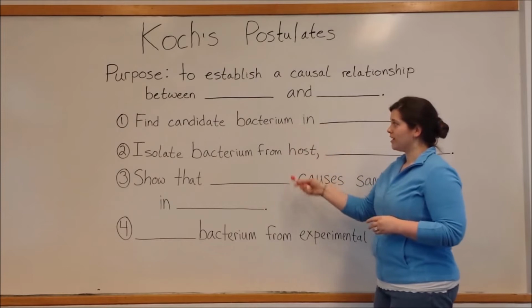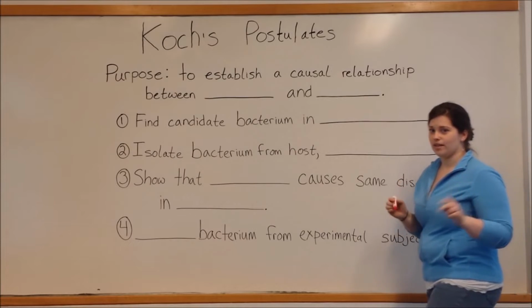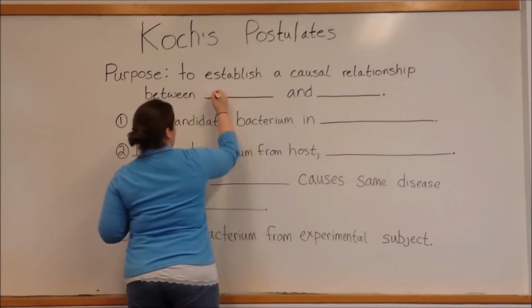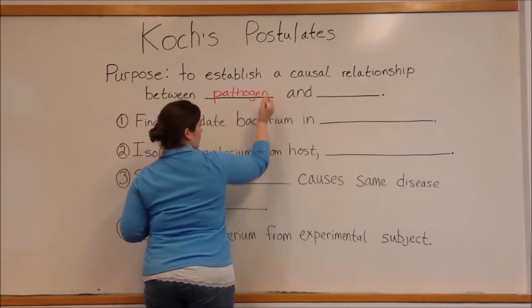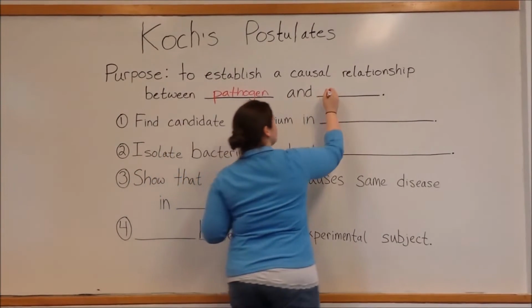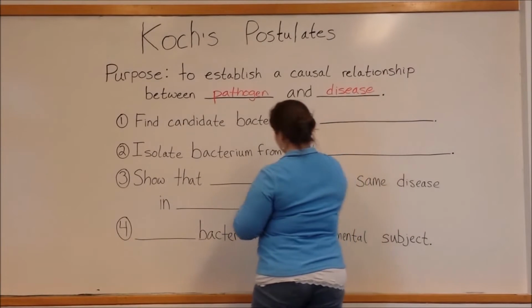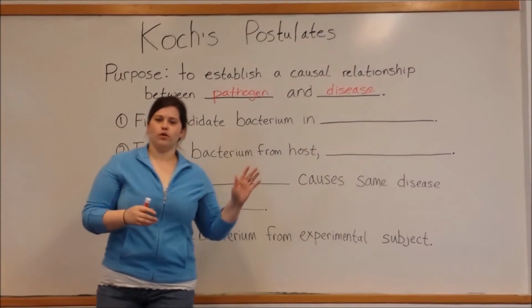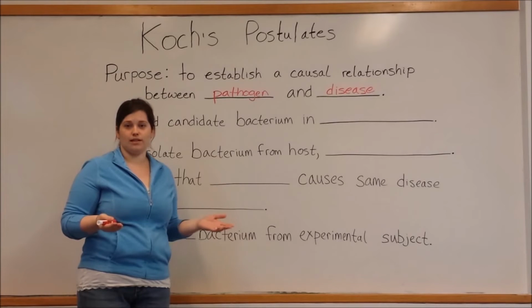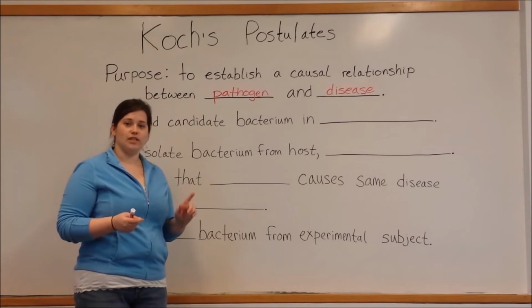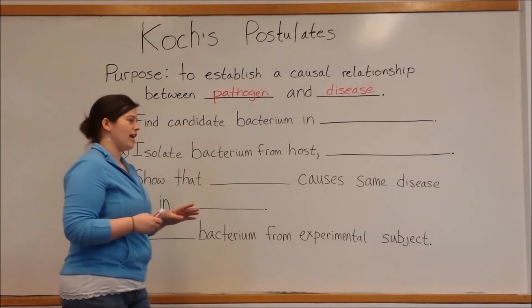These are a set of 4 criteria that establish a causal relationship between 2 things, specifically between a pathogen and a disease. So basically, these 4 criteria help determine that a specific bacterium, for example, Bacillus anthracis, causes a specific disease, for example, anthrax. Let's look at these 4 criteria.